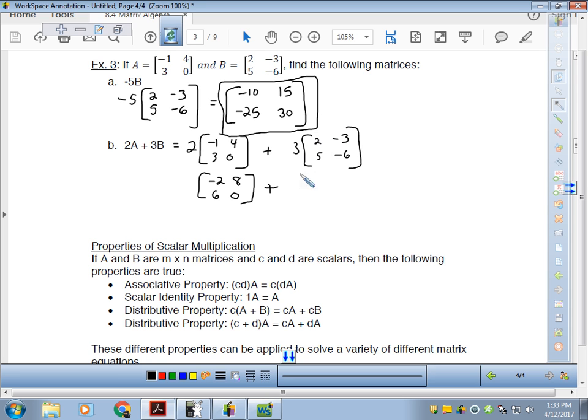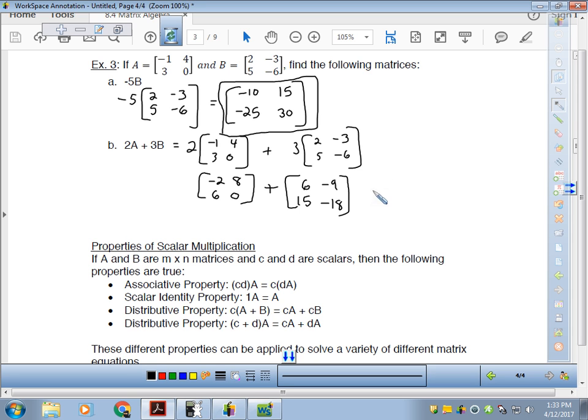Over here on the second one, we're going to multiply the 3 scalar in. So 3 times 2 is 6. 3 times negative 3 is negative 9. 3 times 5 is 15. And 3 times negative 6 is negative 18.